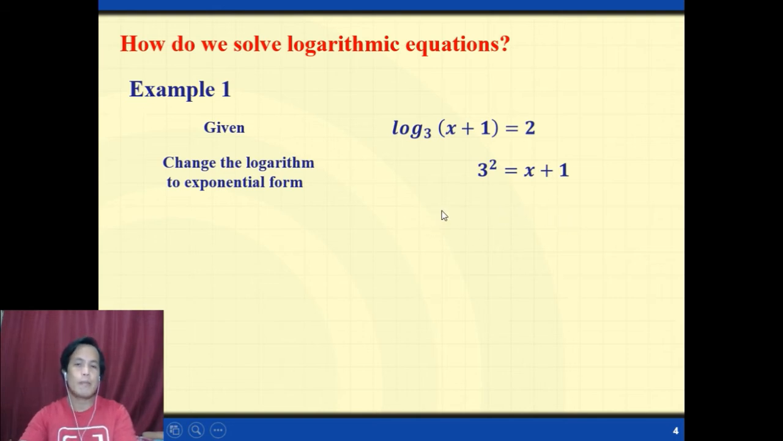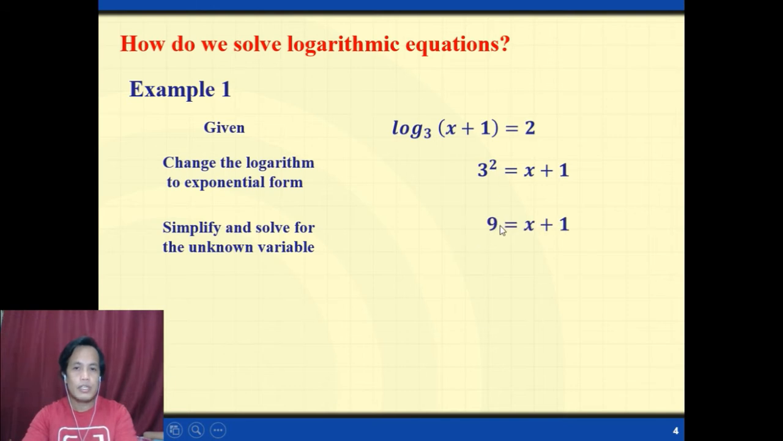Next, of course, simplify and solve for the unknown variable. Our unknown variable for this example is x. So we need to simplify 3 squared, which is equal to 9. So 3 squared is 9, equals, we just simply copy x plus 1.